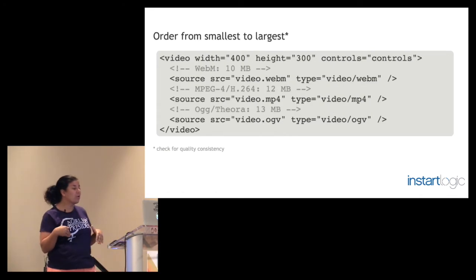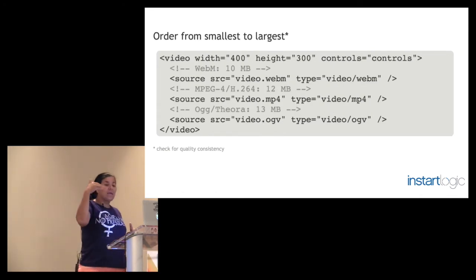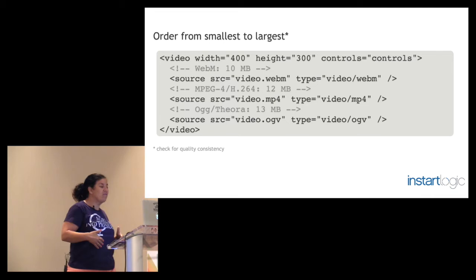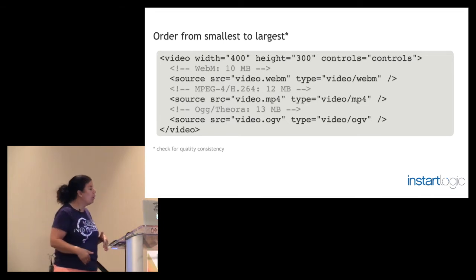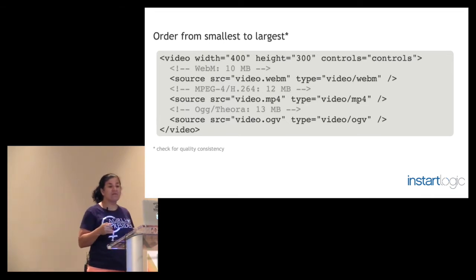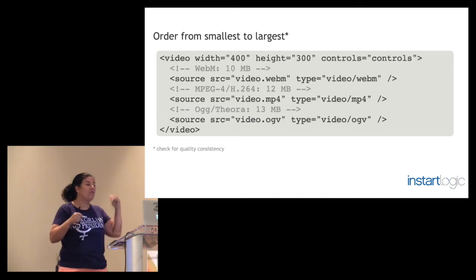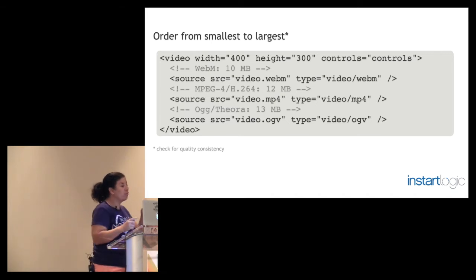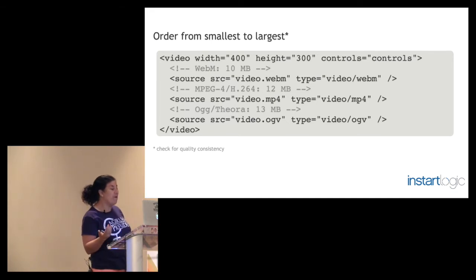In terms of source order, in your video tag, when you have the sources, put them in order of which one is smallest first. So it will only download one, the first one it sees that it can understand. So if it understands WebM, it'll take the 10 meg. If it doesn't, it'll take the 12, but if it doesn't understand MP4, then at 13 megs, the OGV one.